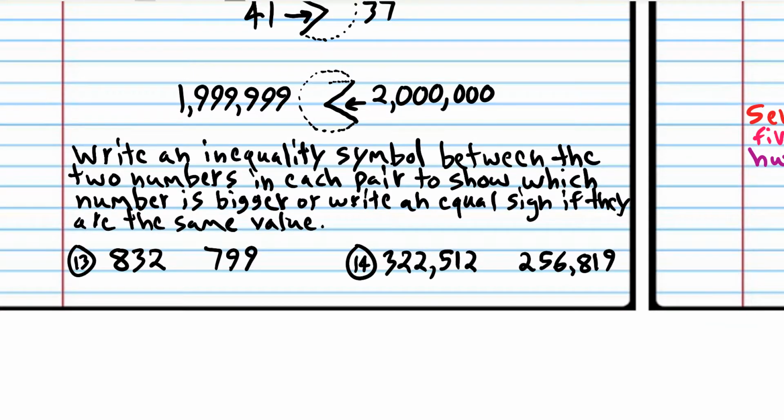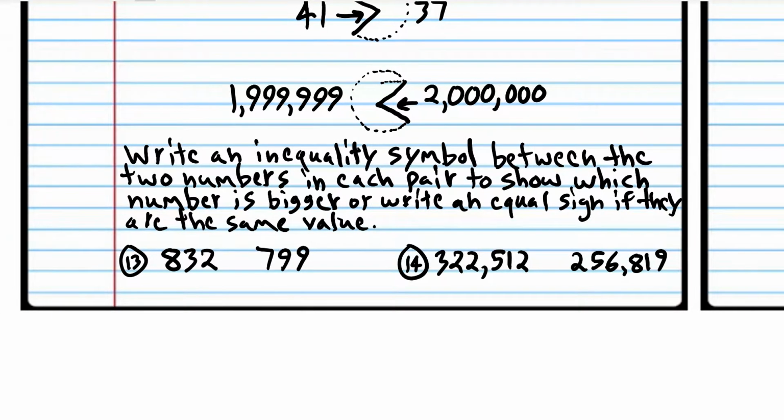Let's do number 13. The directions say write an inequality. That means this symbol or this symbol. Write an inequality symbol between the two numbers, these two numbers, in each pair to show which number is bigger, or write an equal sign if they are of the same value. So if these were the same value, then we'd write an equal sign. That means they're the same number.